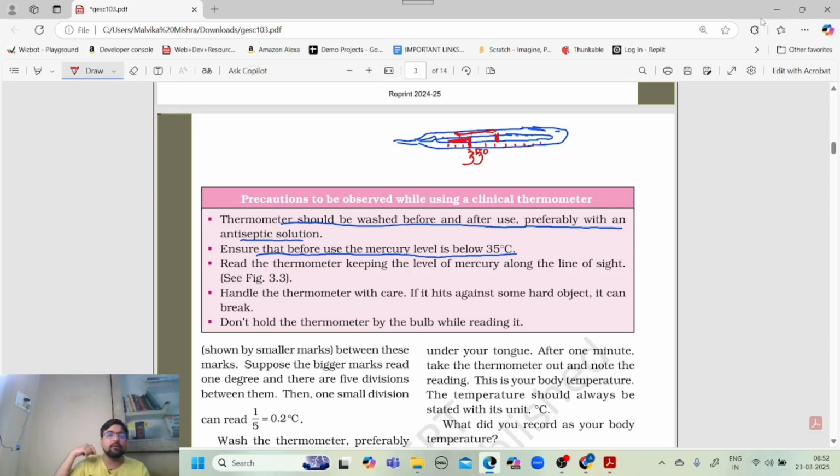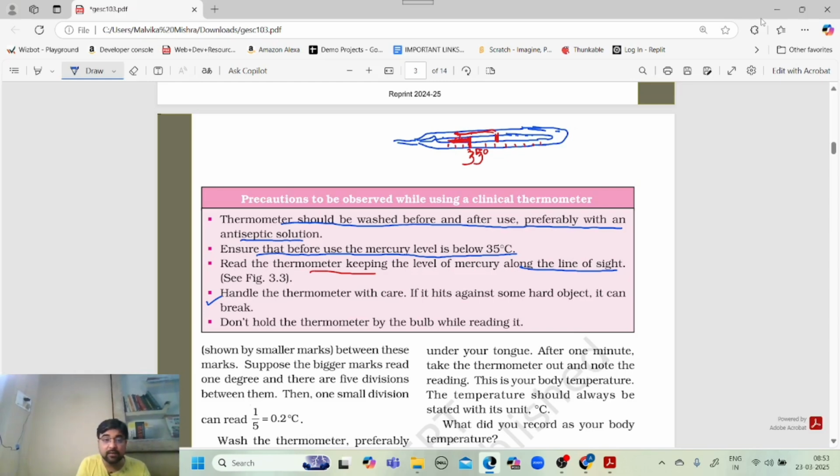So how will you ensure that? For that you must have seen that either the doctor or your parents would be jerking it so that the mercury level gets down before using it, right? Once the mercury level gets down below 35 degrees Celsius, then you use it. Then there are some other obvious precautions, and you can read them on your own.